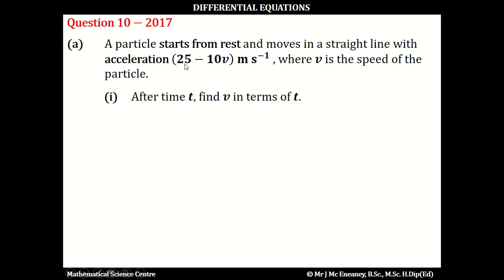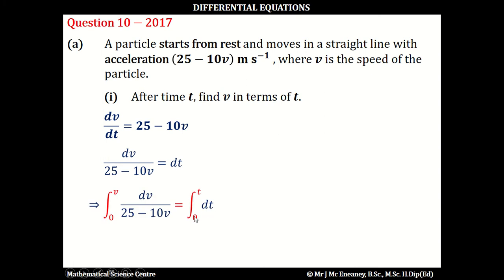So the acceleration is 25 minus 10v, and we can use dv/dt for the acceleration. So dv/dt just equals 25 minus 10v. Now we can bring this dt across and multiply, and the 25 minus 10v, we can bring that across and divide. Next we can integrate both sides, using the limits that when t is 0, the initial velocity is 0, and we're looking to find the velocity v after some time t.